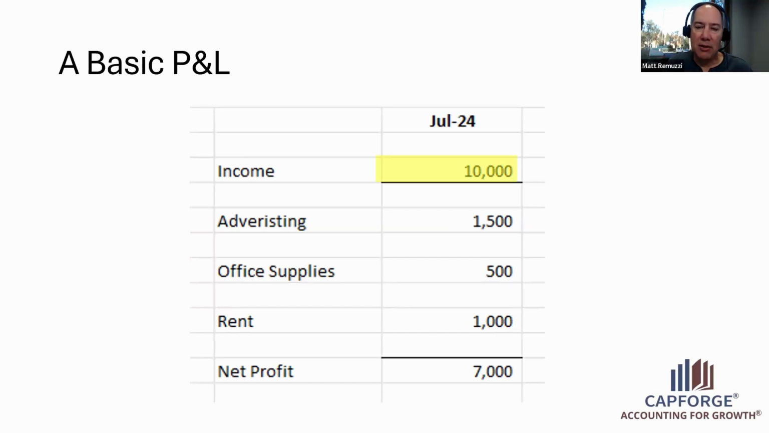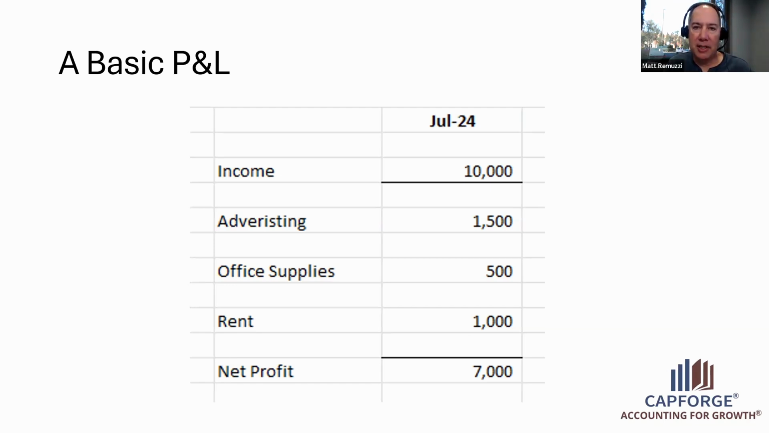You have $10,000 of income that comes in from running the business. You spend $1,500 on advertising, $500 on office supplies, $1,000 on rent. If that was all you had for expenses, then you'd have a net profit of $7,000. $10,000 minus the sum of those three expenses leaves you with $7,000 net profit. So, very basic P&L. All of them are built the same way.